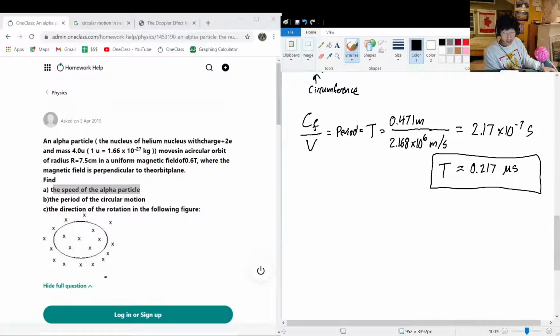Cool. So the last question that we have is asking us, given the direction of the rotation, to find the direction at which the positive charged particle is going to be moving in this loop. Basically, is it clockwise? Is it counterclockwise? Now, what we want to do here is, remember how our magnetic force, F_B, is equal to Q times velocity cross the magnetic field.